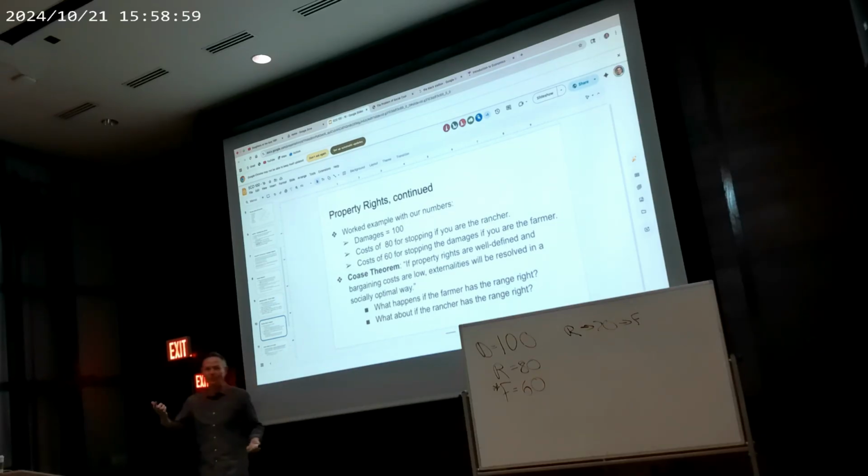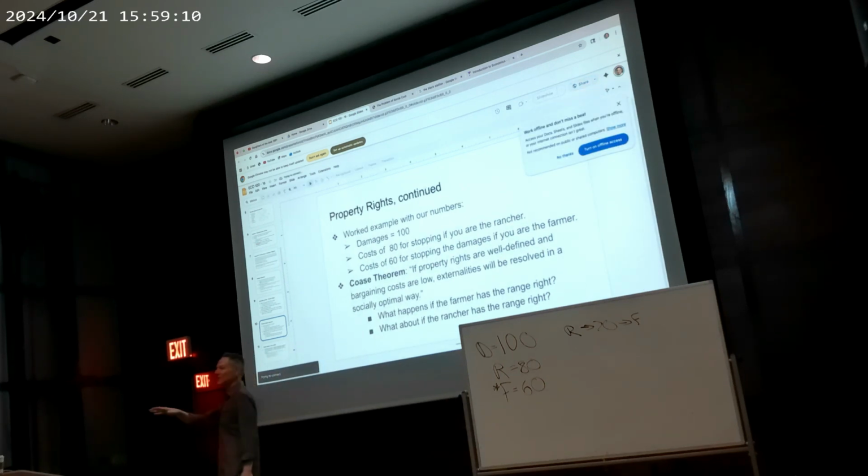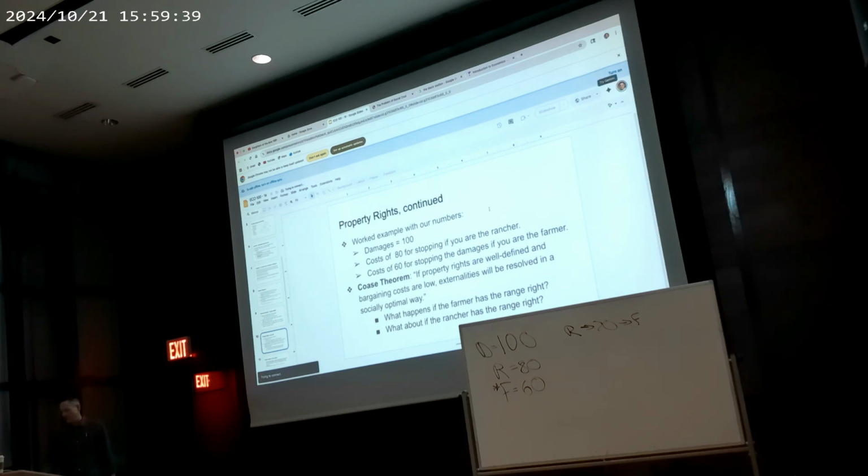Of course, the other case is easy. What if we just gave the rancher the right to trample? Well, then the farmer has to build the fence anyways. The interesting thing there is that it doesn't matter who we gave the right to. If we gave it to the rancher, the farmer builds the fence. If we gave it to the farmer, the rancher purchases the right and the farmer builds the fence. The important thing about this is that we've put the right in place, which is an interesting and kind of deep outcome here.